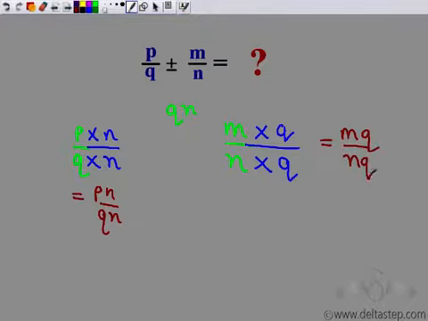So qn is the same as nq, multiplication is commutative. So the denominator is the same now. All I need to do is add the numerators. So p by q plus or minus m by n, that is either you add or subtract, would be pn, add the numerators, plus mq, over the common denominator, which is qn, or you can write it as nq. So this is the general form.